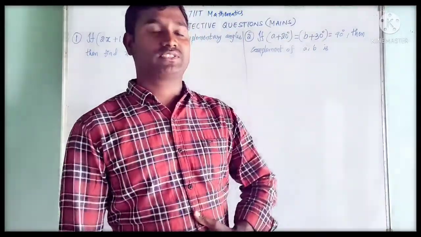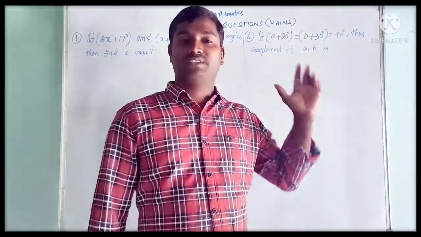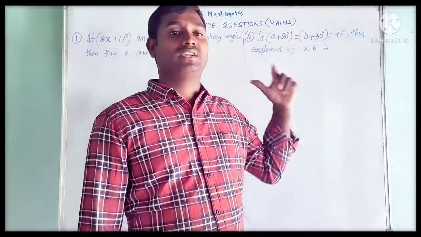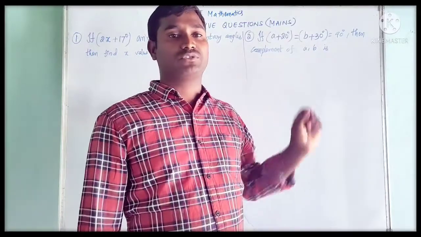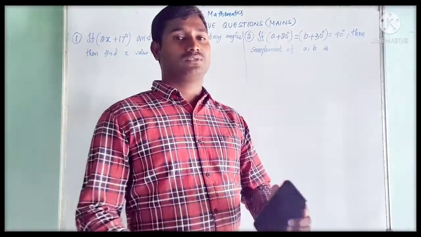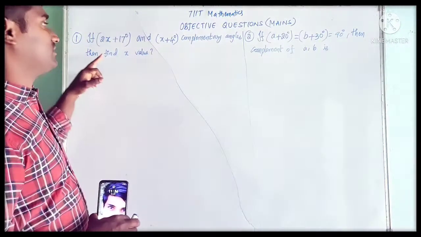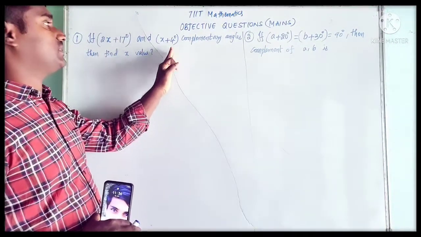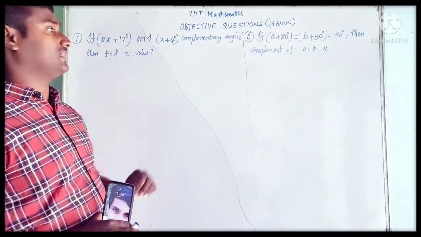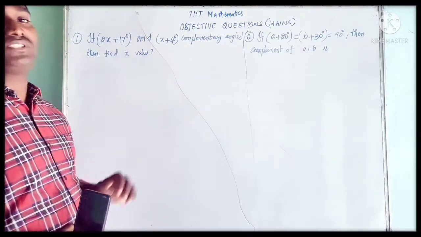Today I am going to discuss objective questions in the first concept, lines and angles. In the first question we have: if 2x plus 17 degrees and x plus 4 degrees are complementary angles, then find the x value.